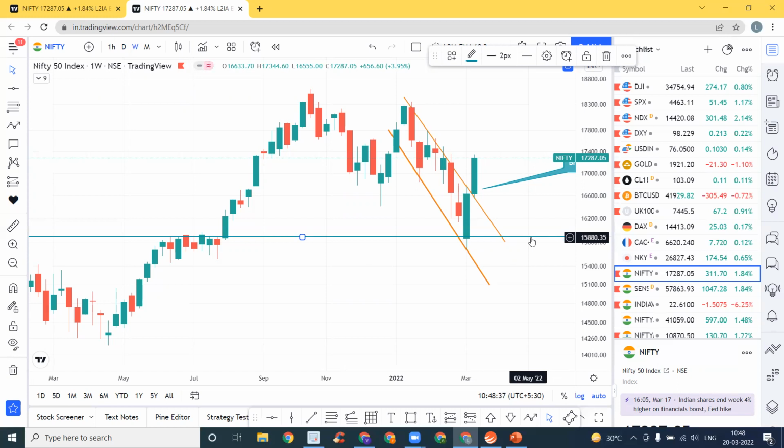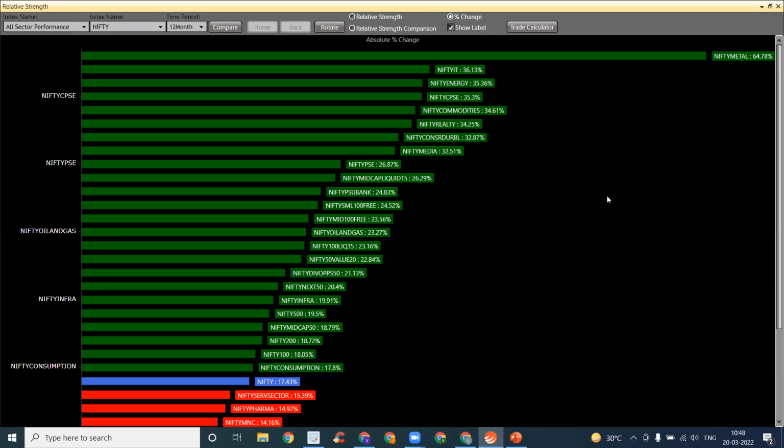Now this market being so volatile, you have to be strict about it. What sectors you are going to look at, and particularly which stocks in that sector, because in that sector also there are many stocks which are not doing well. So I kept this thing open for you.